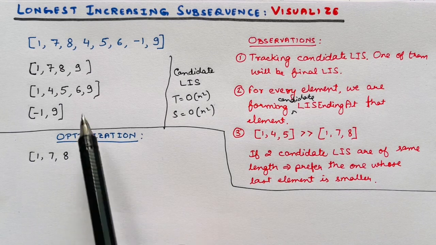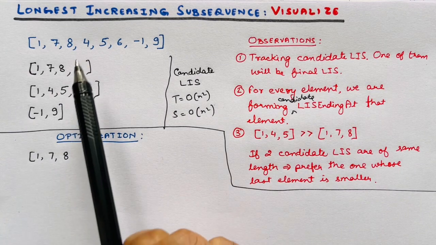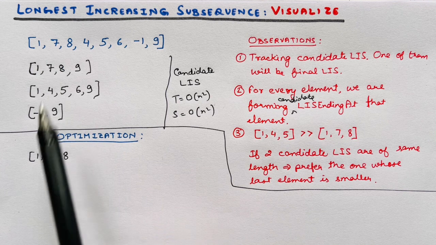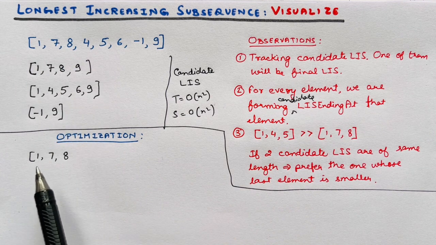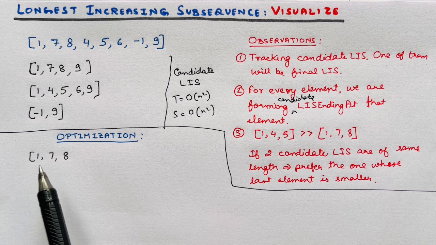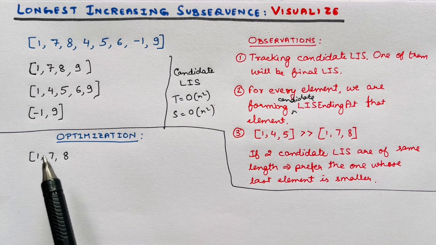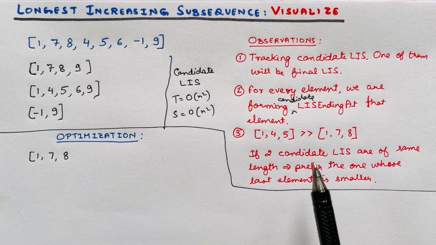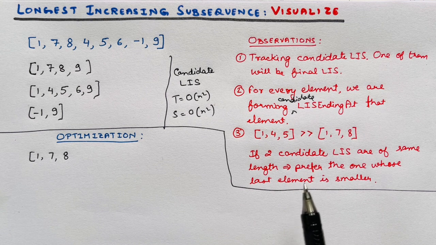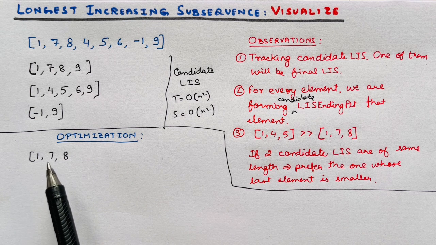Now let's say we encounter 4. Now LIS ending at 4 will be 1, 4, which is of length 2. But we already have a length 2 LIS, 1, 7. Which one will be superior among the two, 1, 4 or 1, 7? 1, 4 will be superior because the last element of 1, 4 is smaller than the last element of 1, 7. So let's say that I remove this 7 and put 4 instead.